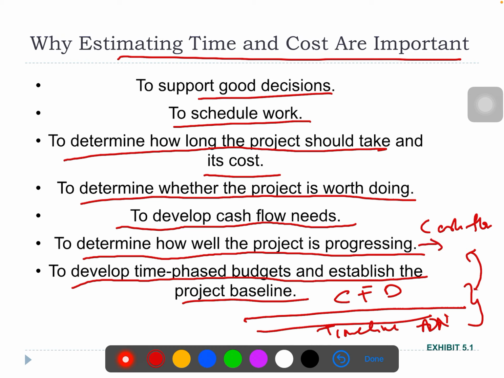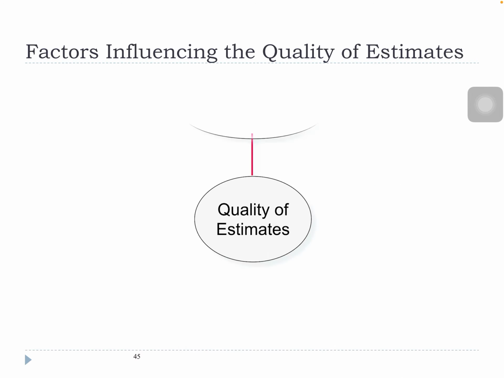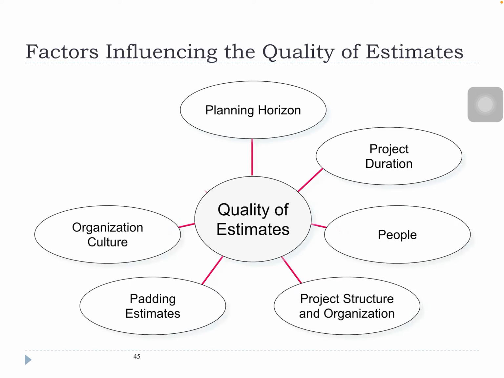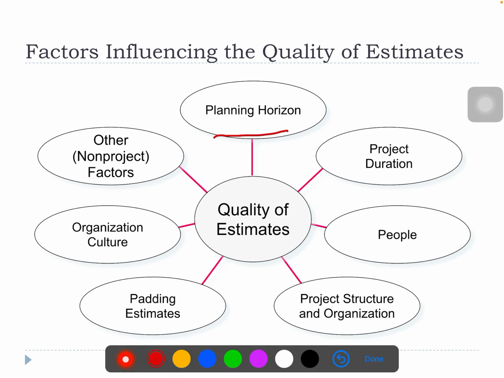It gives you a highly important, high impact economical impact to the projects, where it tells you the survival of the project. At the same time, it tells you how much more needs to be done to be able to complete a project. So factors influencing the quality of estimates, there are so many factors. First, the planning horizon. Second, the project duration, the people, project structure and organization, the padding estimates, organization culture, and other non-project factors.